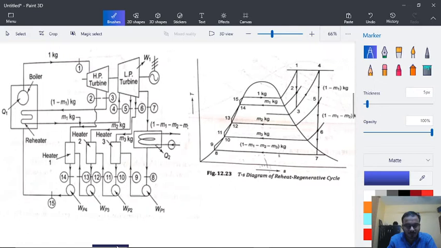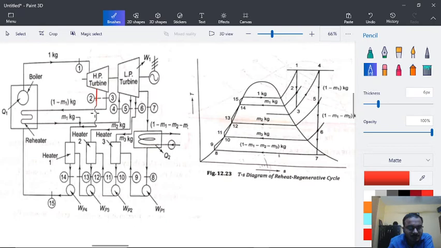So we need to be very careful in discussing this portion. Here we have a combination of the two things. First, this is the boiler we are having, and the reheater is also equipped with the same. Here 1 kg is taken into the HP turbine, where we are having M1 kg being extracted over here. So this is what we are discussing right now.